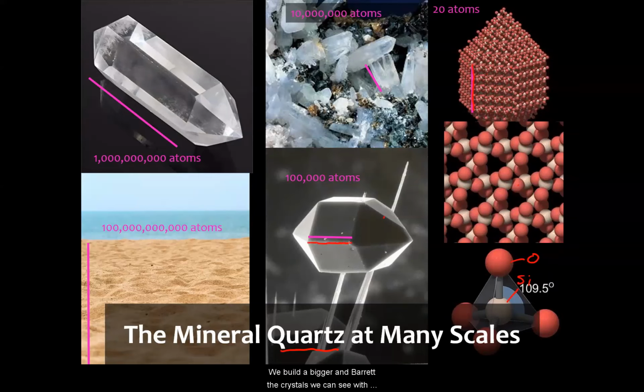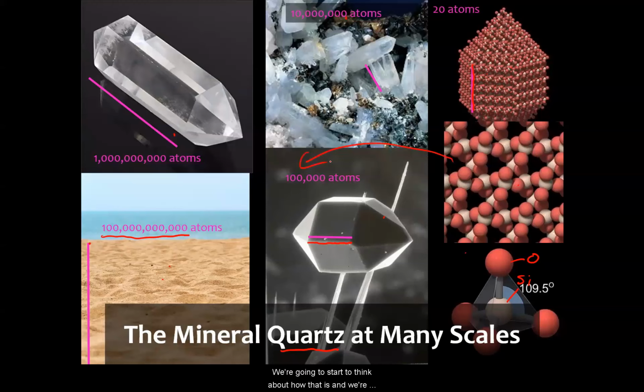So we build up bigger and bigger to crystals we can see with our naked eye. You might have 10 million to a billion atoms along one of those lengths. And then if we look at a beach that's mostly made of quartz sand, tiny microscopic or close to microscopic crystals of quartz make up these sand grains. That might be 100 billion atoms from where you're standing here to the edge of the beach there. These are all different ways of looking at quartz. And it turns out that understanding what's going on at the microscopic scale on this end is going to explain a lot of what goes on at the macroscopic scale in these other pictures.